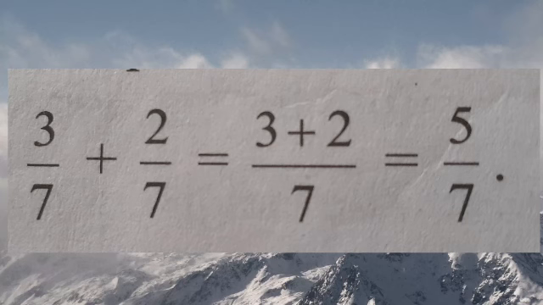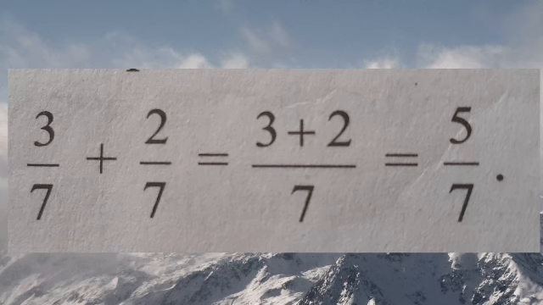Students, if you observe, 3 by 7 and 2 by 7, both the fractions are like fractions because their denominators are equal, 7. So what we can do here, when we add like fractions, add the numerators of the two fractions. Here numerators are 3 and 2. So we add 3 plus 2 is equal to 5. And then we write the denominator 7 as it is.